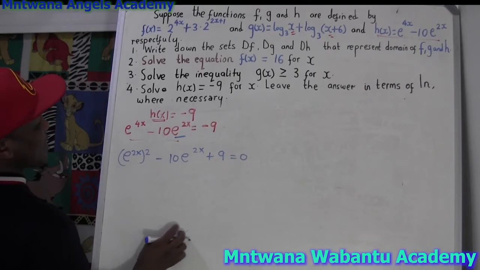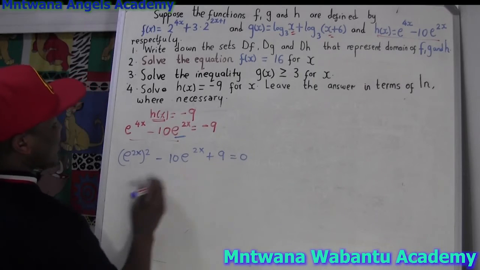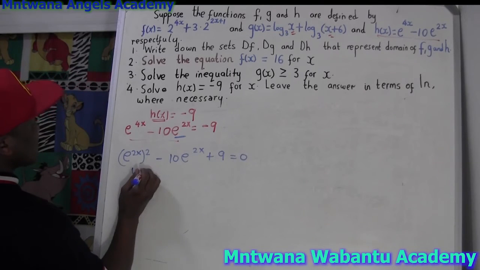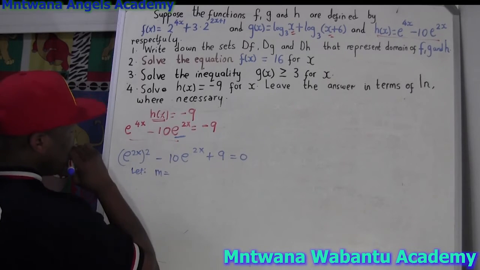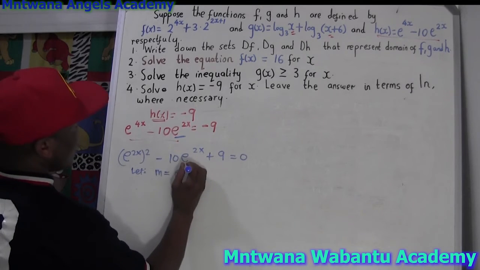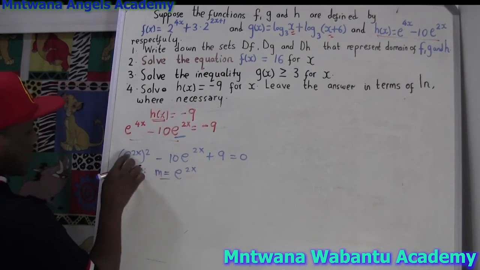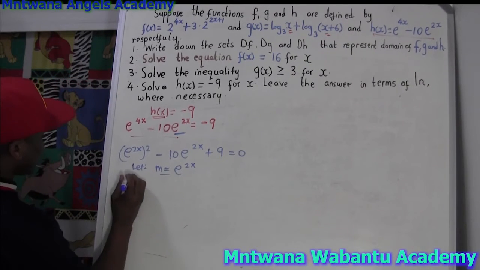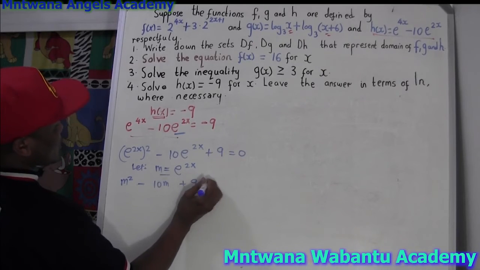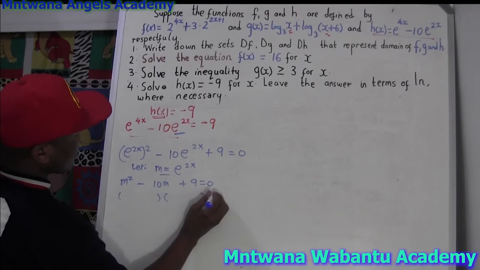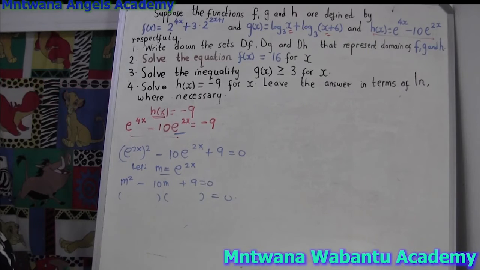You know what I'm saying? Because I want to make a quadratic. So we have to let, you can let m, whichever letter, let m equal e 2x. So instead of saying this, I'll say m. It's going to be m squared minus 10m plus 9 equal to 0. So you see now we have a quadratic.